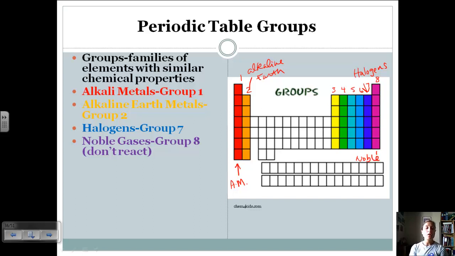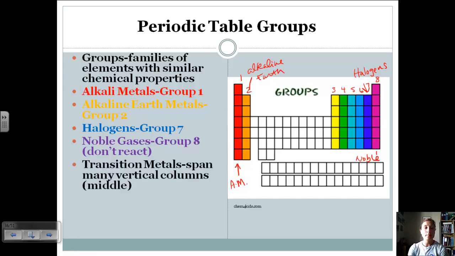The reason that they're called noble gases is because nobility in medieval times never really socialized with other groups. And so noble gases don't react with anything else. When we talk about electrons and shells and things like that, what we'll find is that noble gases have a full outer shell, and so they don't need to react with anything else to be stable. They're stable on their own. And so that's why they're called noble gases.